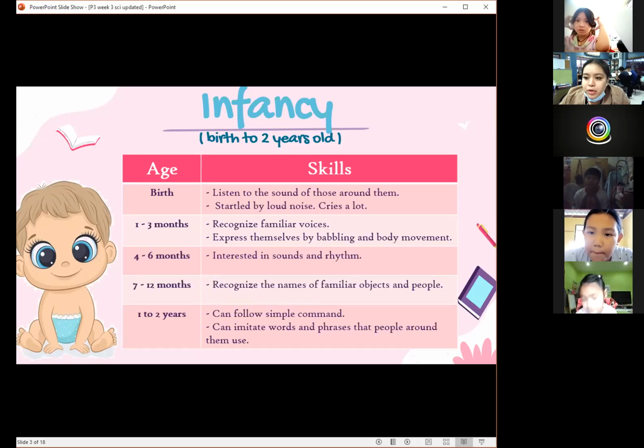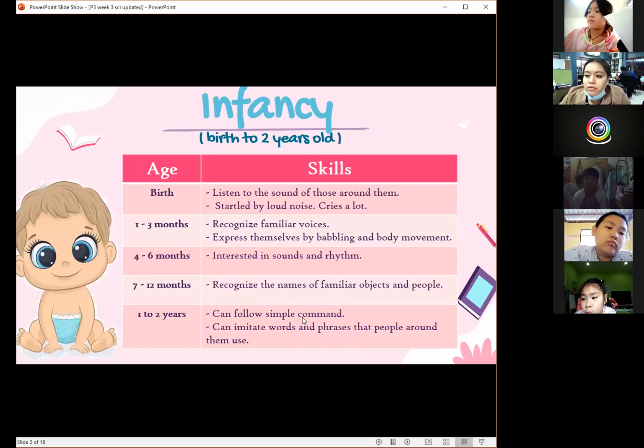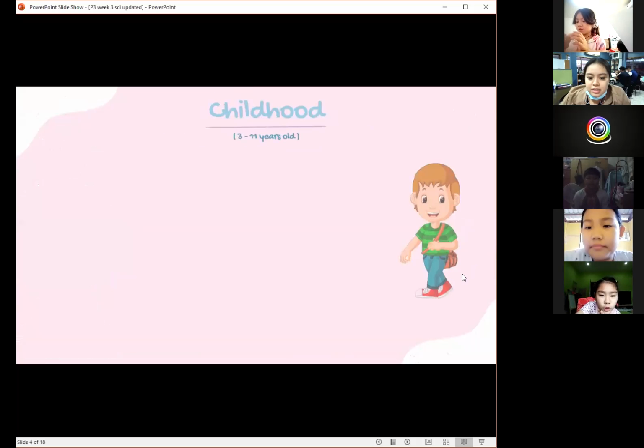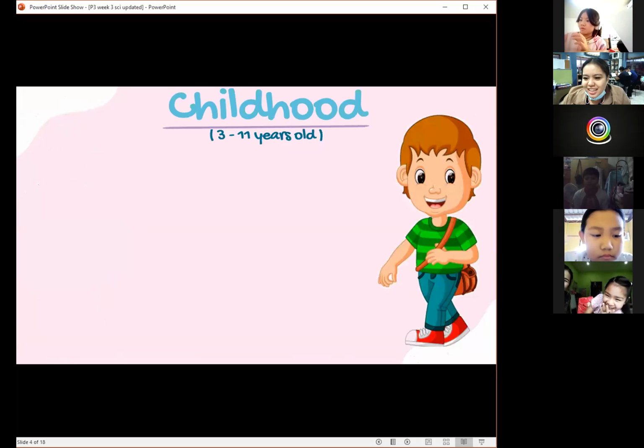Next. During 1 to 2 years, they can follow simple commands. Just like, for example, when their mom says to them, sit down, they will sit down. Keep quiet, they will keep quiet. Next, they can imitate words and phrases that people around them use. Okay, yes, they can imitate words. That's why we have to be careful of our words when we are around kids, because they are imitating us. They might copy what we are saying. Understand? Yes? Okay, next.